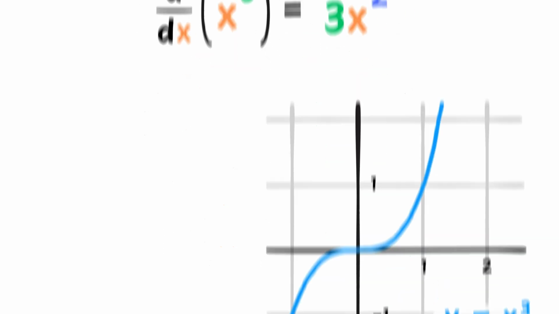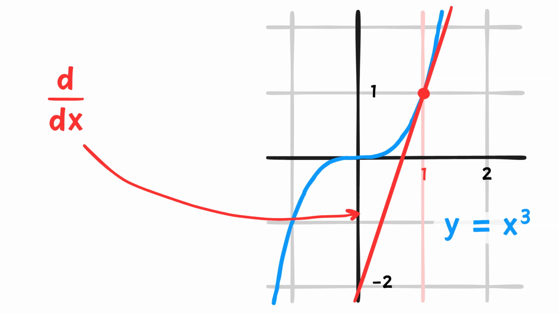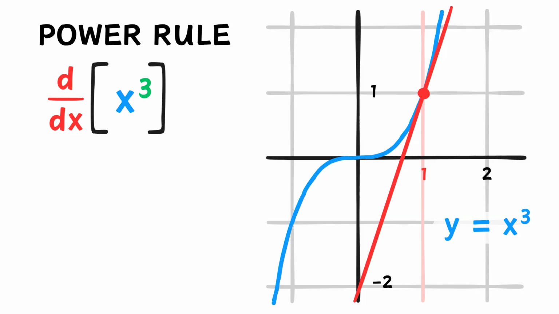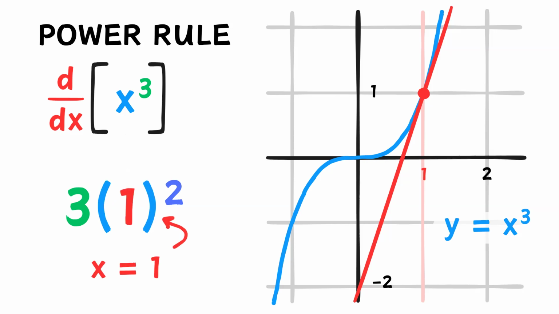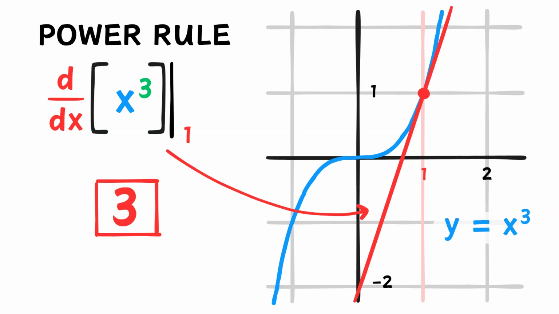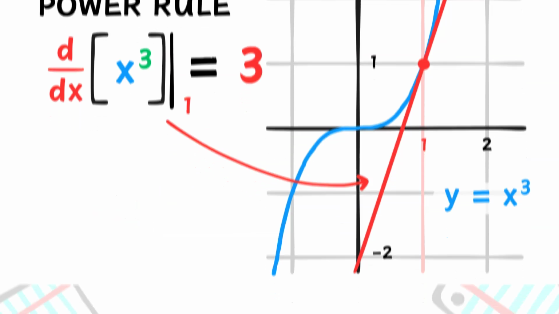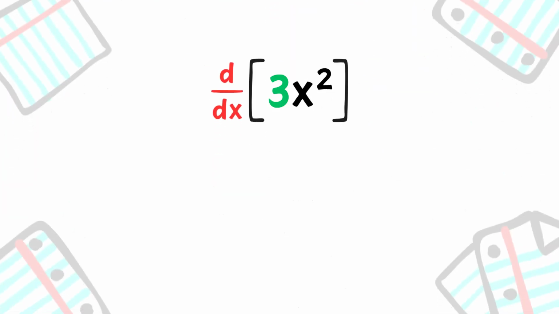Now, let's look at a graph of x to the power of 3 to see if this really works. What is the derivative, or the tangent line, when x equals 1? Well, using the power rule, we know that the derivative of x cubed, or x to the power of 3, is 3x squared. If we substitute in 1 for x, we get 3 times 1 to the power of 2, or 3 times 1, which is 3. And looking at the sketch of the tangent line, at 1, the slope looks a lot like 3. So that's the derivative.